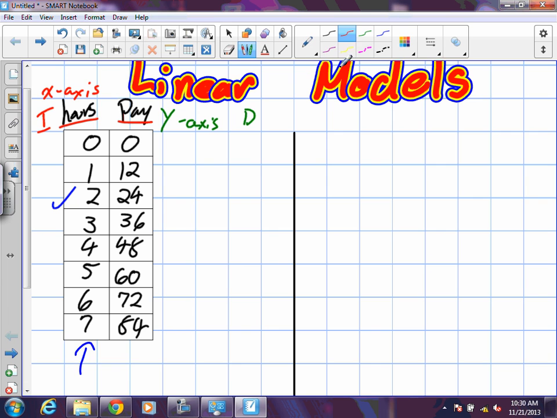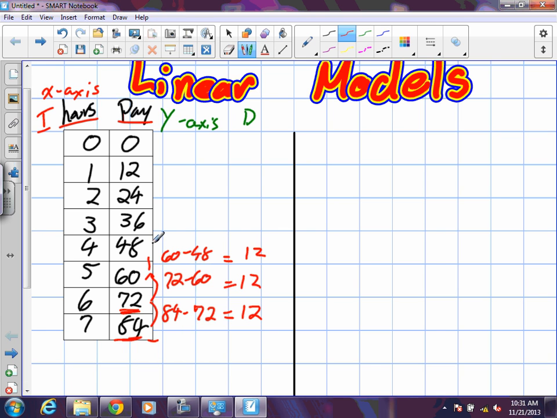And first differences, we're going to start at the bottom. We're going to take the first number and subtract it from the one above, okay? So in this case, we take 84 and subtract 72. What do we get? 12. Excellent. Okay. And we're going to continue this pattern. 72 subtract 60. Yep. 60 subtract 48. 12. Good. 48 subtract 36.